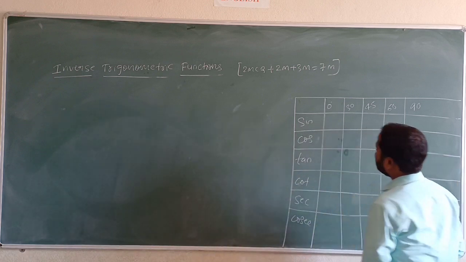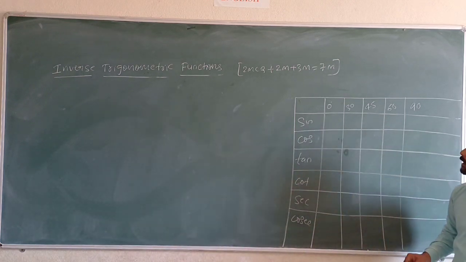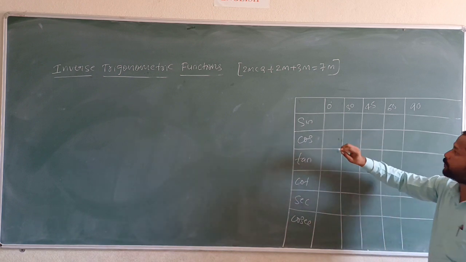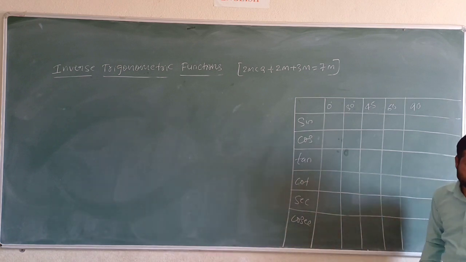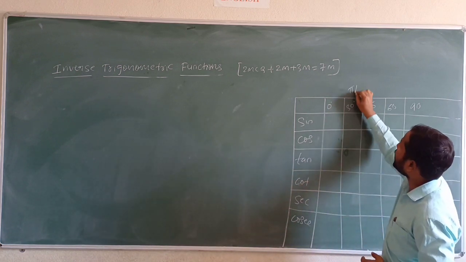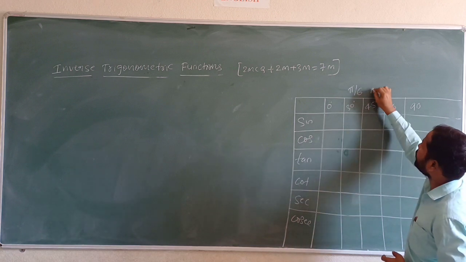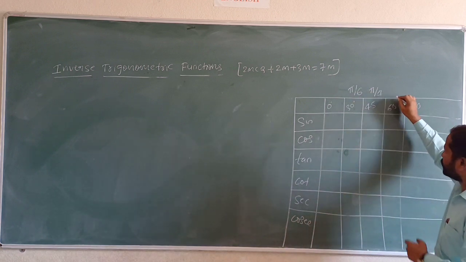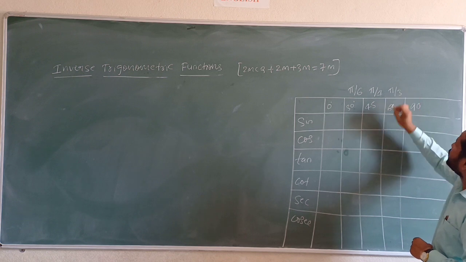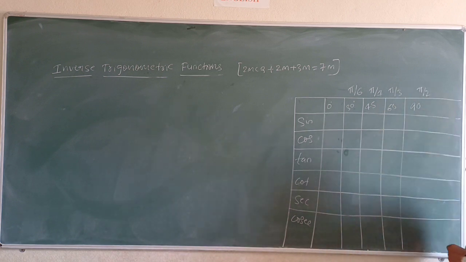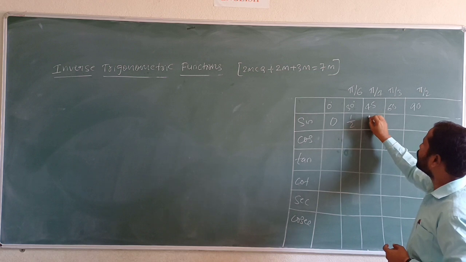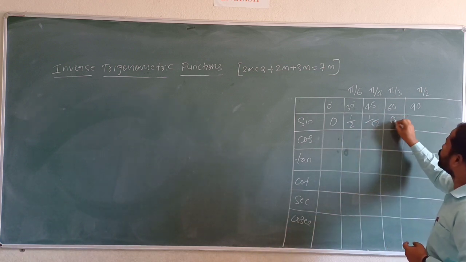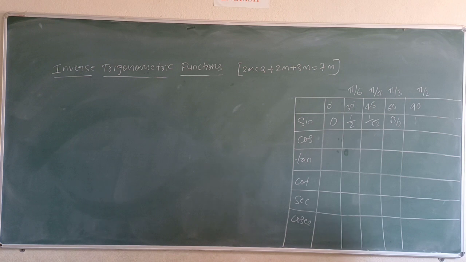Now take sine 0. Write down in radian form also. 30 degree here. Now tell me 30 degree in radian. How many radians? Pi by 6 radian. 45 means pi by 4, 60 means pi by 3, 90 means pi by 2. Now tell me sin 0, 0. Sin 30, 1 by 2. Sin 45, 1 divided by root 2. Sin 60, root 3 by 2. Sin 90, that is 1 now.